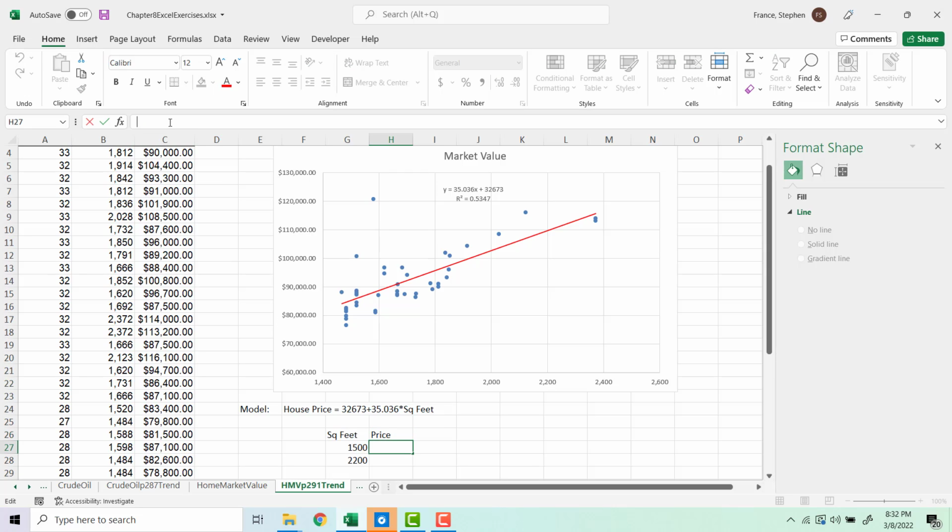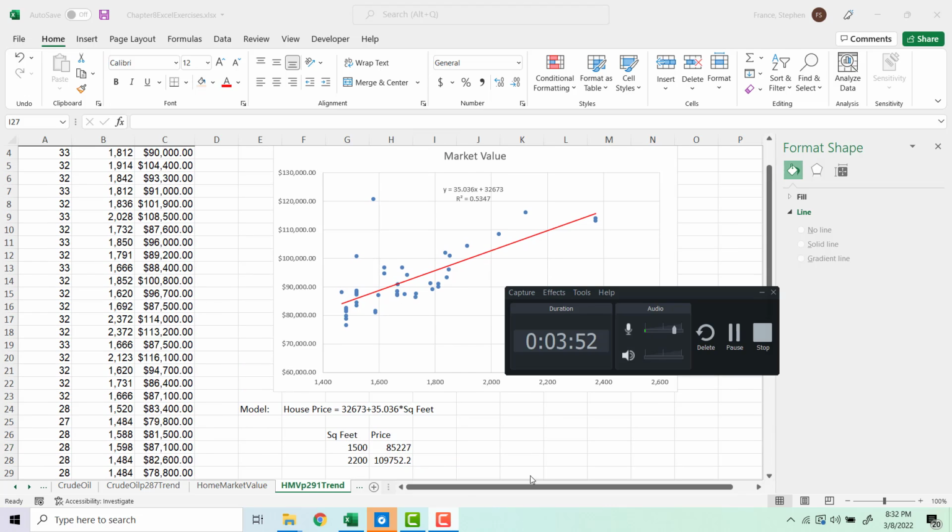And it's going to be equals 32,673 plus 35.036 times 1,500 square feet, which gives us an estimated house price of 85,000. And yes, that agrees with the book on page 291. And then for the 2,200 square feet house, we have a house price of 109,752. Okay, so that was a relatively simple example, but as I said, we're going to use this data set going forward.